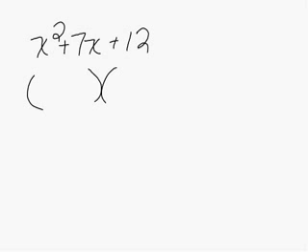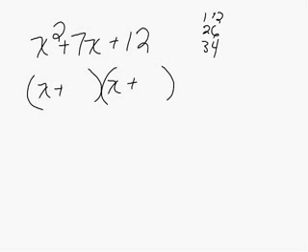X squared plus 7x plus 12. X and x, good. It's going to be a plus and a plus. So think of the multiples of 12. 1 and 12, 2 and 6, 3 and 4. 3 and 4. Why 3 and 4? Because it equals 7. Yep, it has to add up to equal 7.